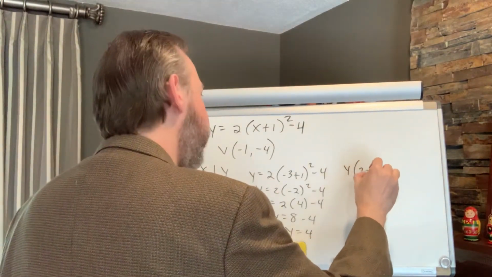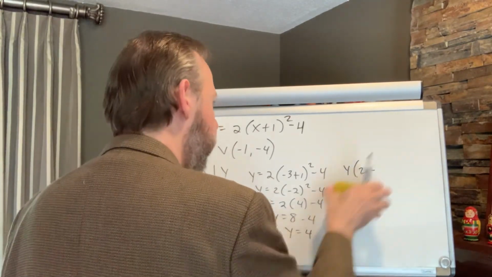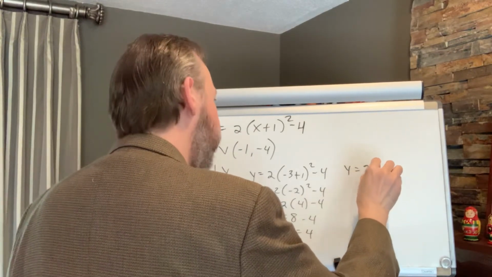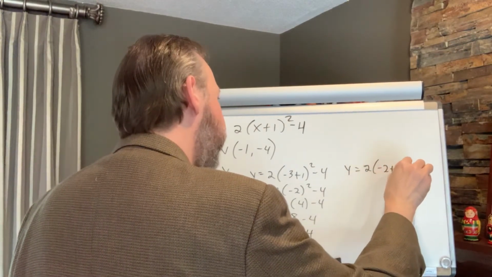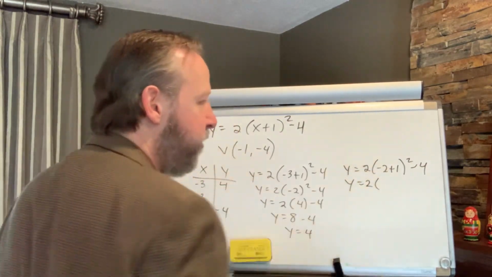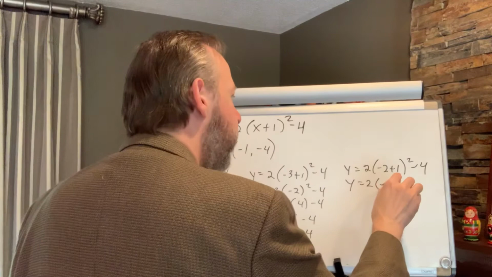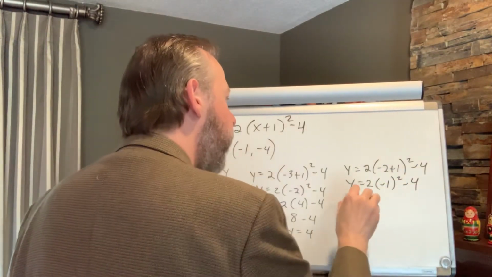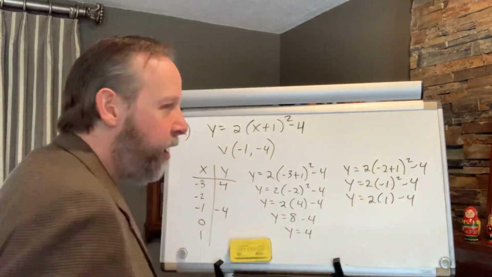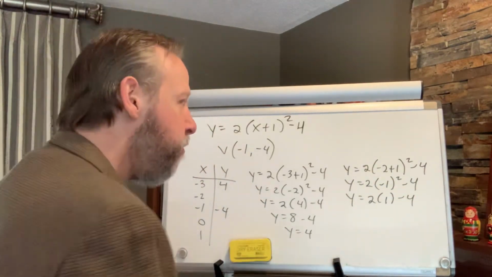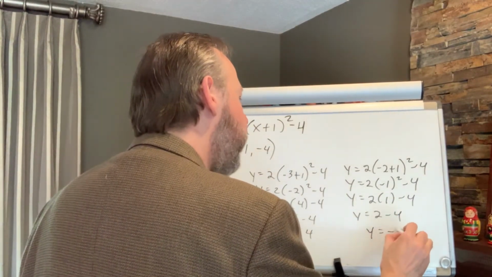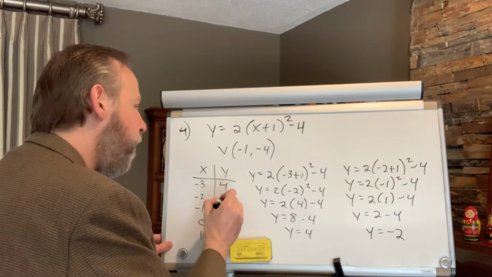And I guess I'll do this one too. If I plug in the -2, whoops, I should have written an equal sign, not a parenthesis. So we get 2 times -2 plus 1 squared minus 4. And inside the parentheses, -2 plus 1 is -1 squared minus 4. Square the -1 to get 1. And now you have to multiply 2 times 1, which is 2. And finally, 2 minus 4 is -2. Okay.